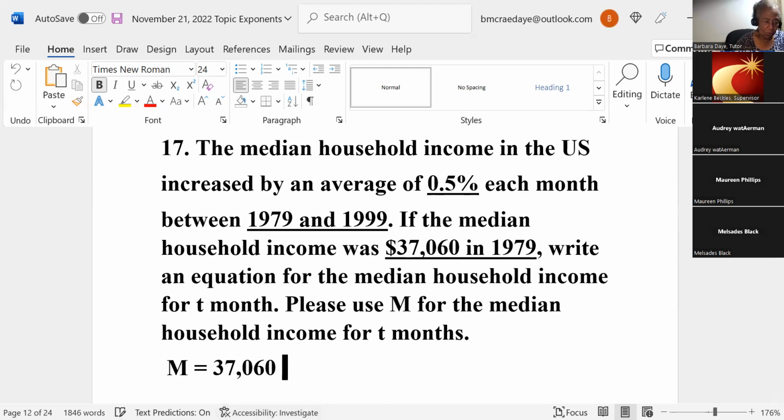Now, let me just put over here 0.5%. Mercedes, what is that equal to as a decimal? 0.5% is what as a decimal? No, it can't be 50%. So you divide by 100, or shift two places to the left. What's that equal to?